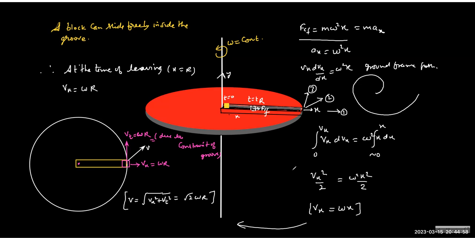And therefore, if I also tell you that the height of the disk from the ground is capital H, how much time will it take to fall? It is 2 under root 2h by g. So let's say after leaving the disk, you perform the projectile path.